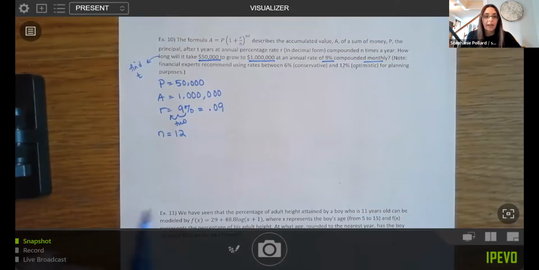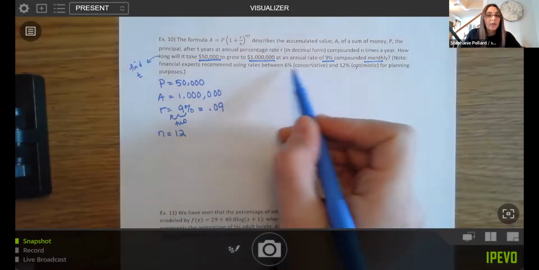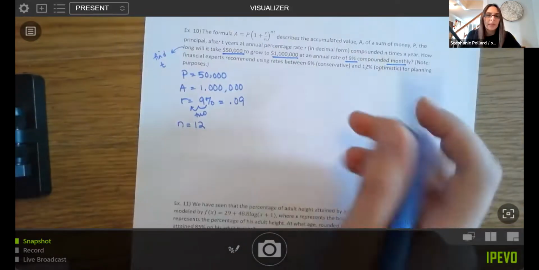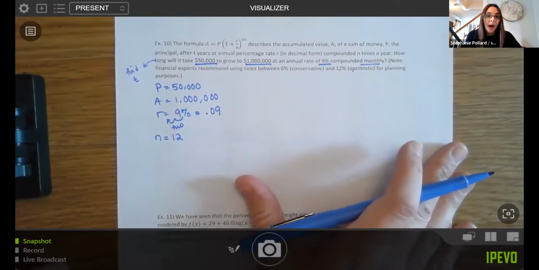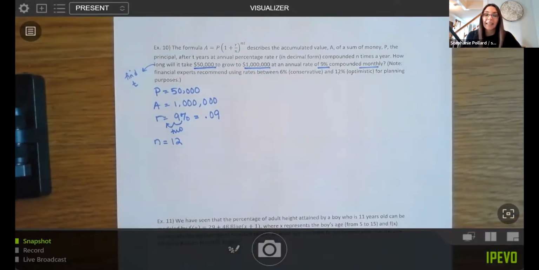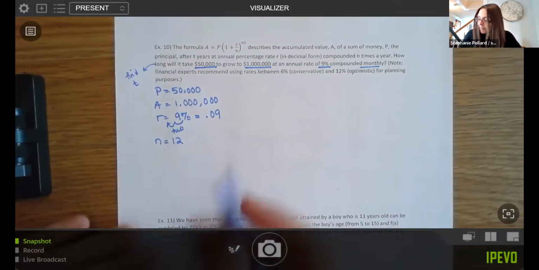But again, it really depends on the market at the time that you're ready to retire as well. So 6% is more of a conservative number. 12% would be quite optimistic. If I was planning, I'd probably cut the difference, maybe between 8 and 10%, like they did here. Use 9% as something that's a little bit more in the middle and maybe realistic. So I'm going to fill in my formula.